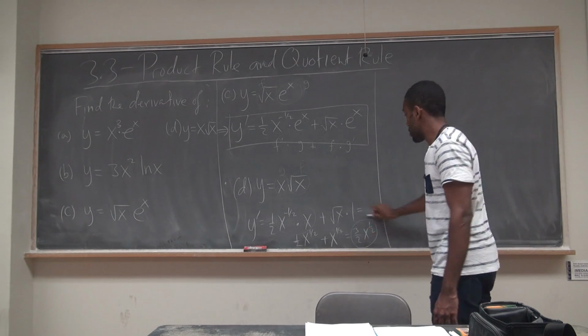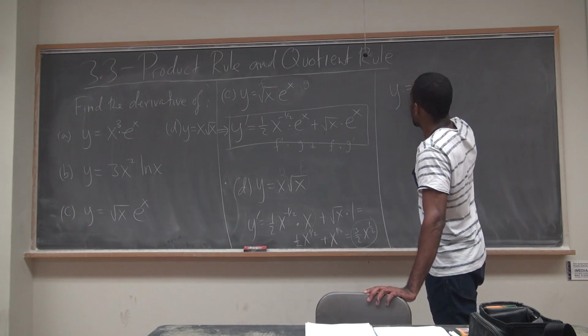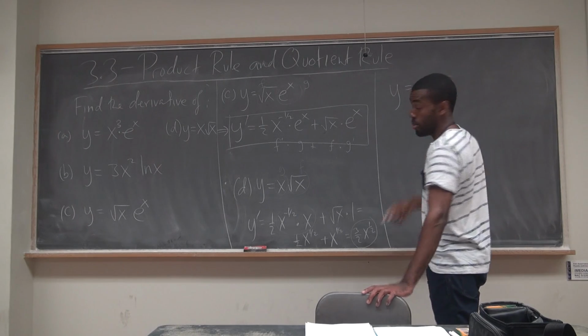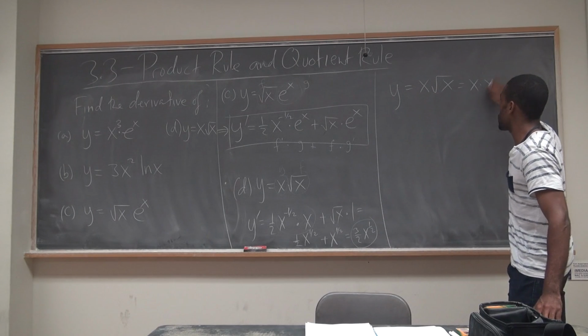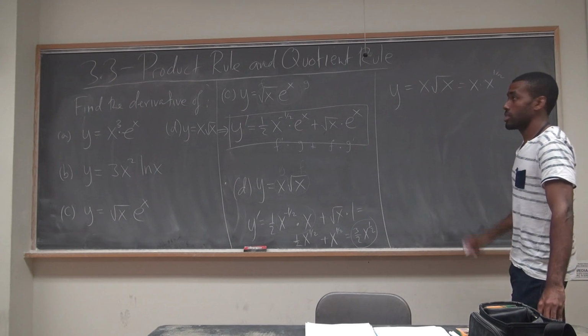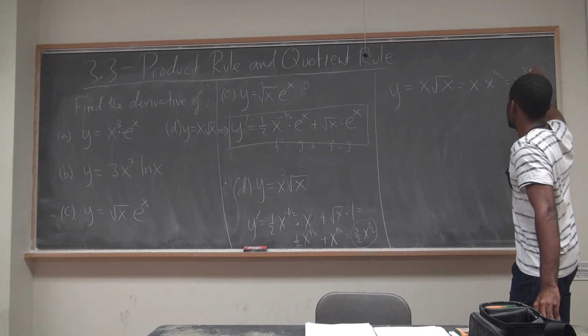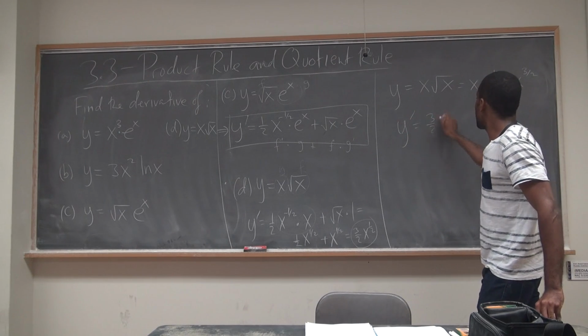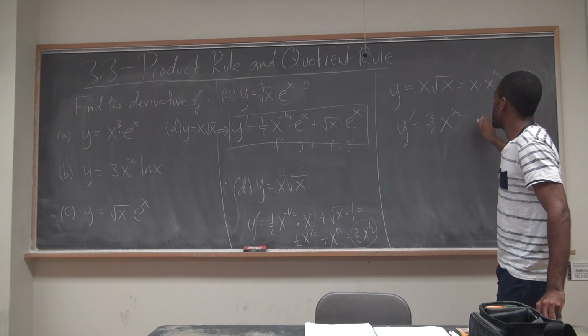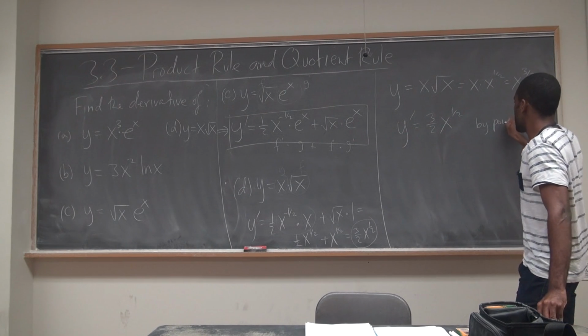That kind of looks weird. I wouldn't have used the product rule if I were doing this. I would just realize that this is just x times x to the 1 half. This is just x to the 3 halves. And then I do the power rule. 3 halves x to the 1 half. That power rule.